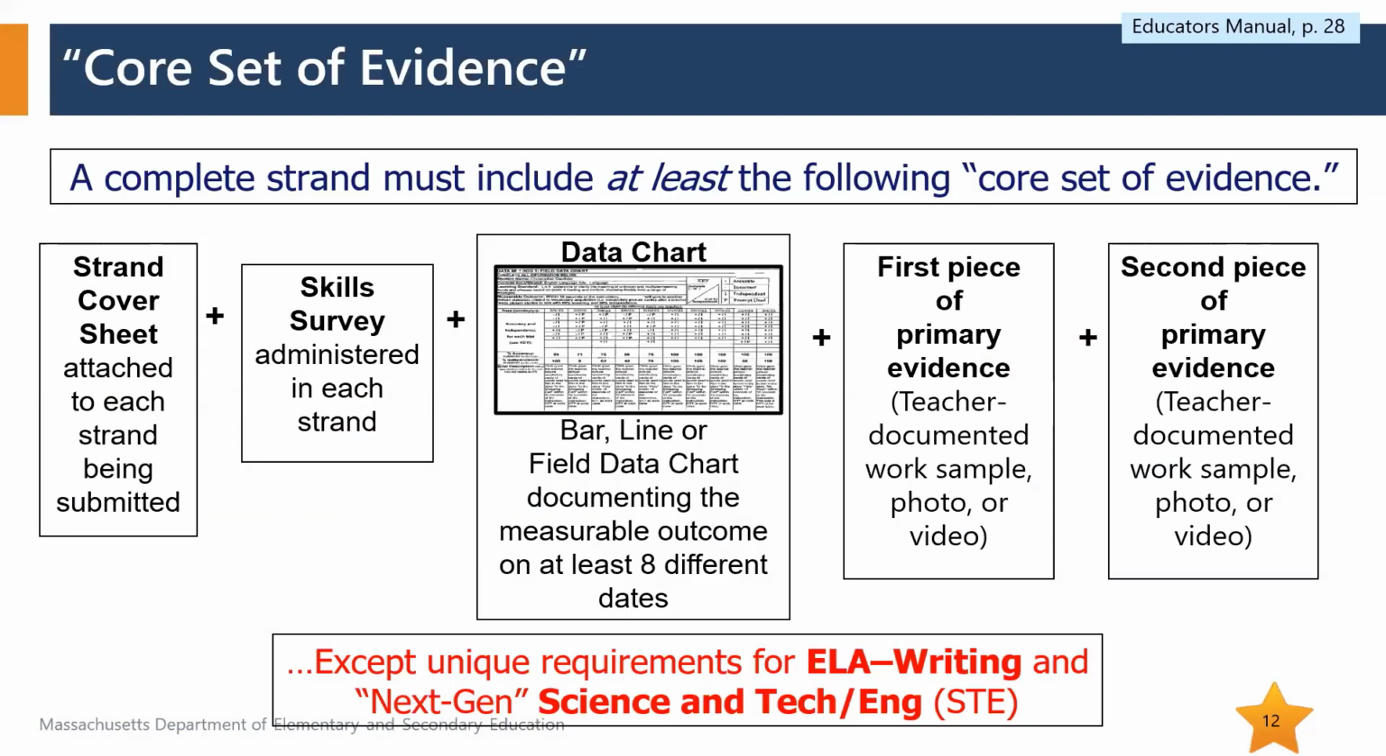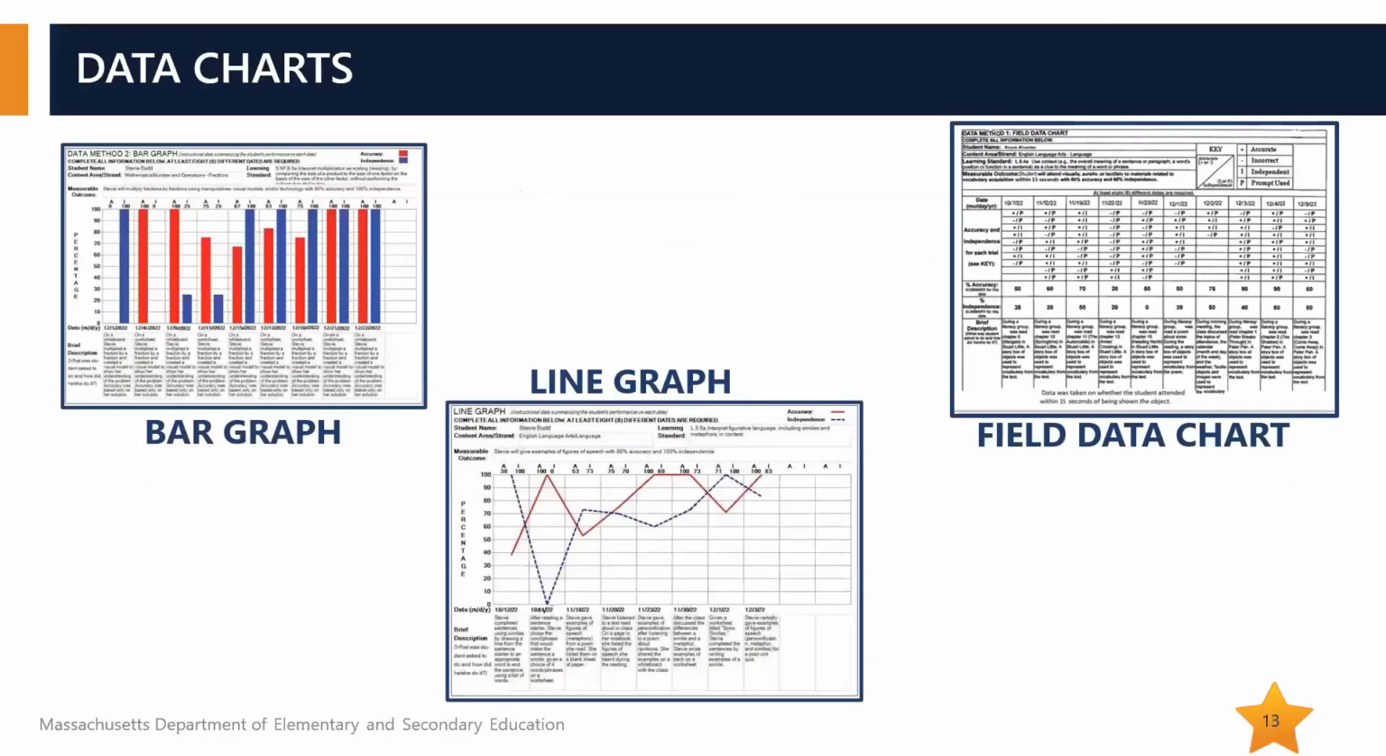So once you've got a skill survey conducted and the measurable outcome has been determined with good criteria, putting together an access skill is not unlike putting together a strand that addresses entry points. You need the strand cover sheet, the skill survey, the data chart, and then the 2 pieces of evidence. So that seems pretty straightforward, but there's always a but.